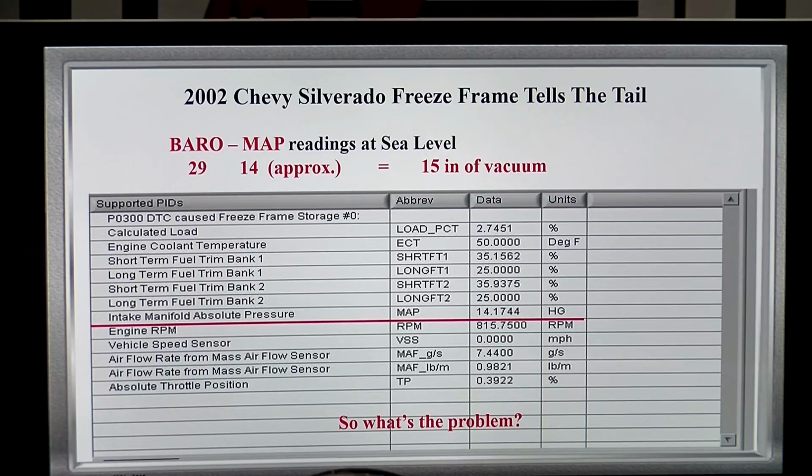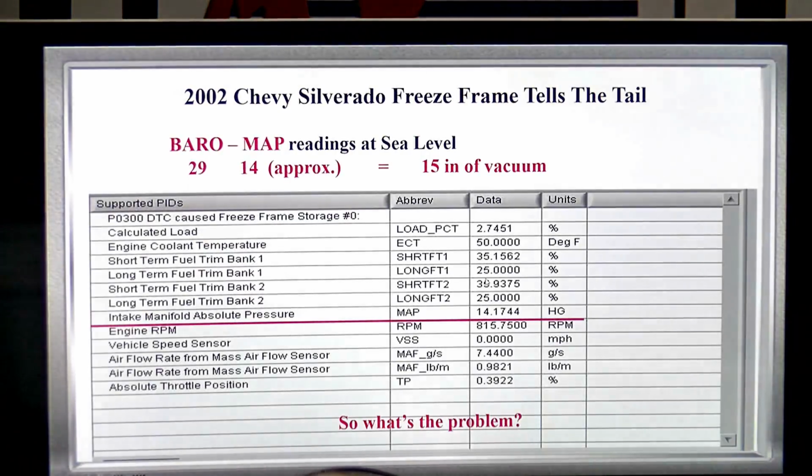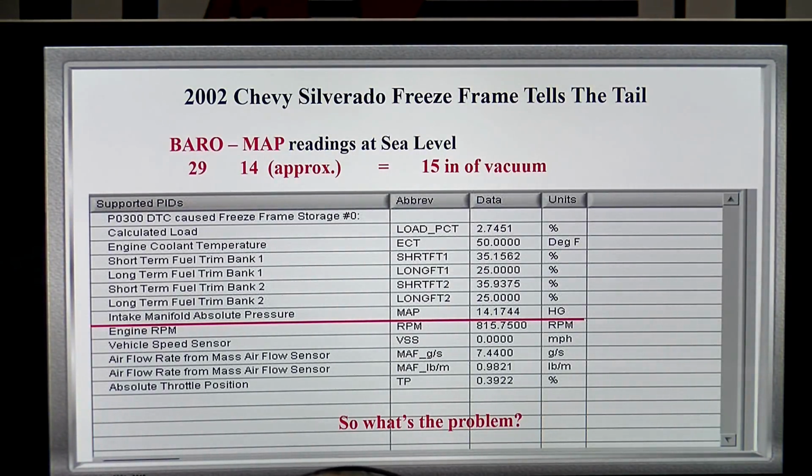14 minus baro, MAP minus baro, 14 minus 29, or barometric at sea level, that is roughly 15 inches of vacuum, which tells us what? The motor should have at least 18 inches of vacuum on this engine. It's an 8-cylinder motor, right? But if we don't have the correct vacuum, we're going to have a problem, right? And it's going to run rich. And we have what? 25% fuel trim. So we have a problem here.